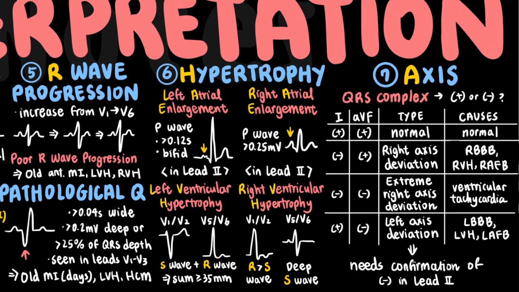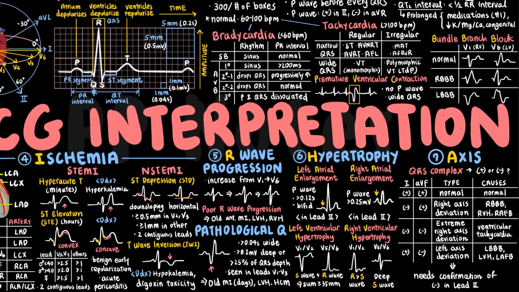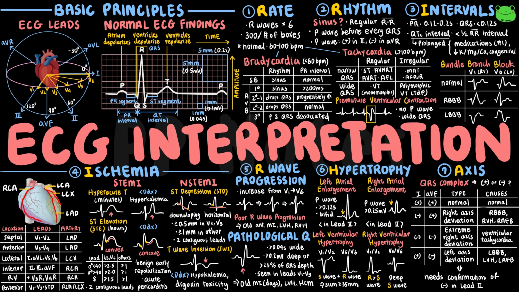And that wraps up our step-by-step guide to ECG interpretation using the RRIIRHA mnemonic, which stands for rate, rhythm, intervals, ischemia, R wave progression and pathological Q waves, hypertrophy, and axis. By following these steps in order, you'll have a structured approach that helps you quickly get an overview of the patient's heart condition.